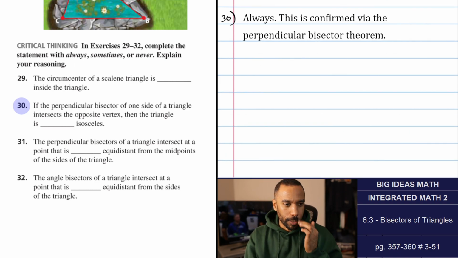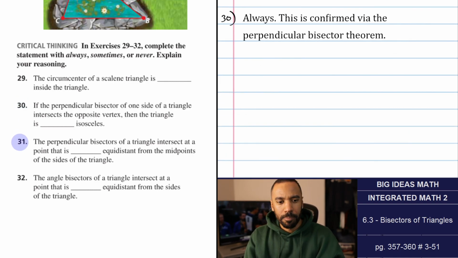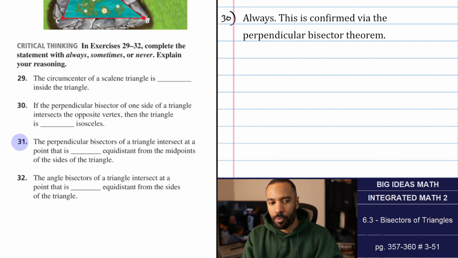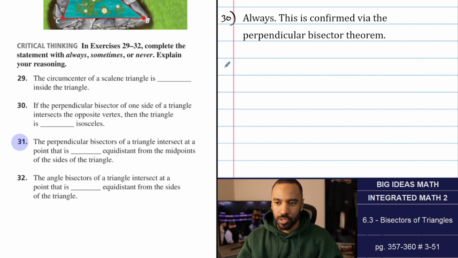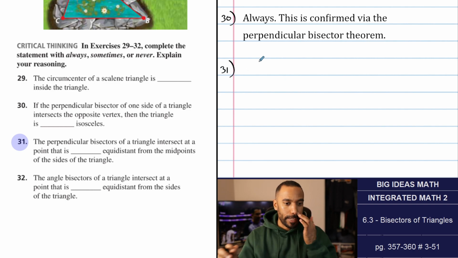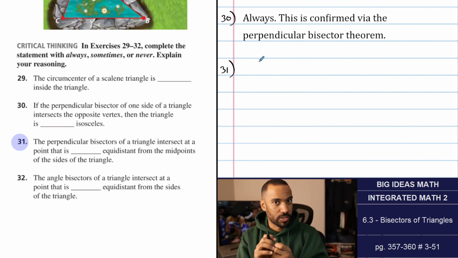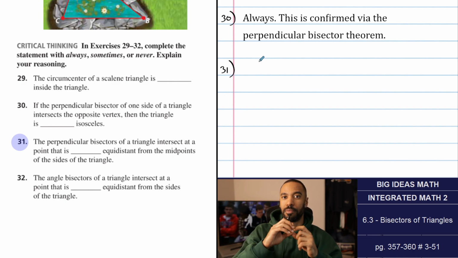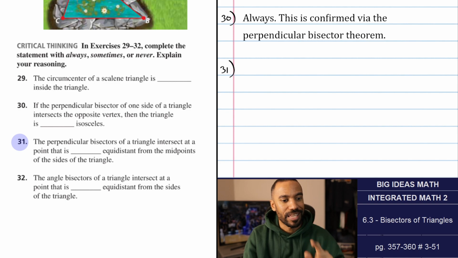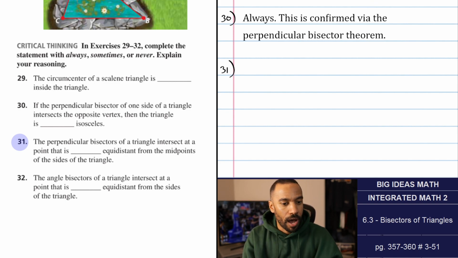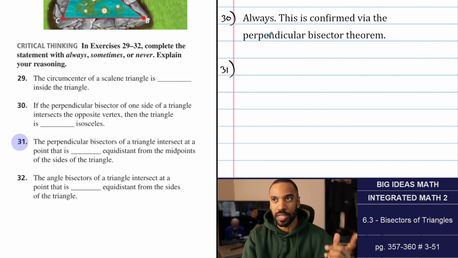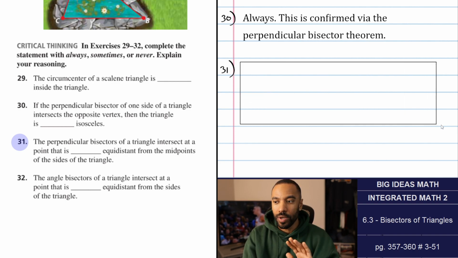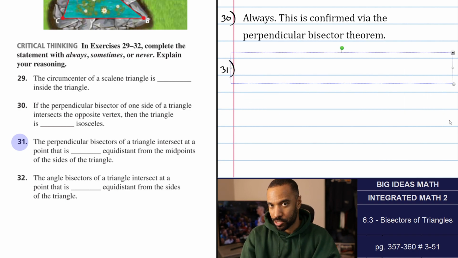Okay. Number 31. The perpendicular bisectors of a triangle intersect at a point that is blank equidistant from the midpoints of the sides of the triangle. Okay, so perpendicular bisectors intersect at the circumcenter. The circumcenter is equidistant from the vertices of the triangle. What do they want? They said the midpoints of the sides of the triangle. No, it's not necessarily never true. It could be. I think we saw the equilateral triangle when that's true.